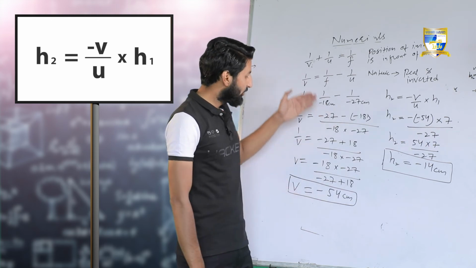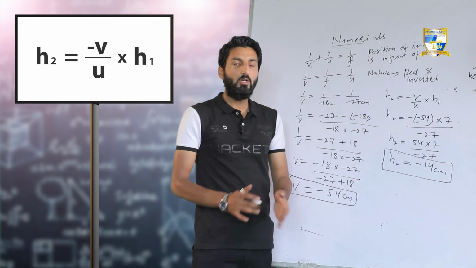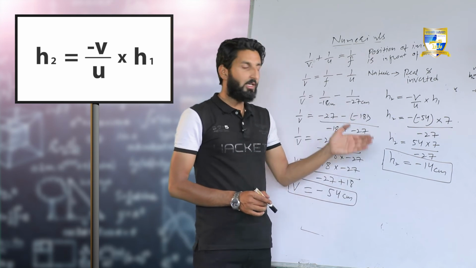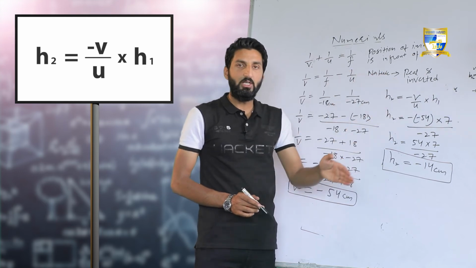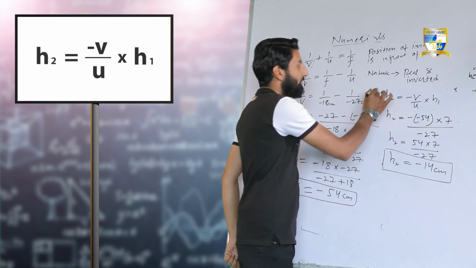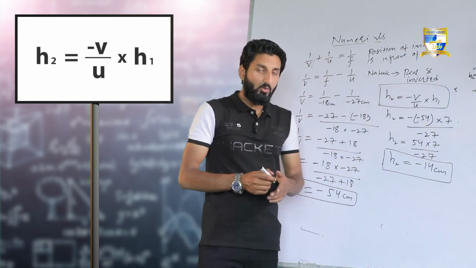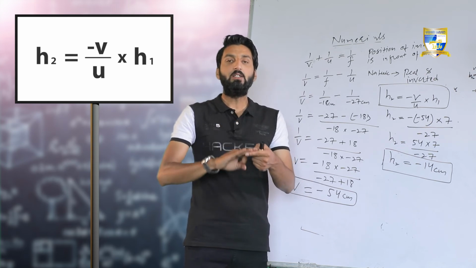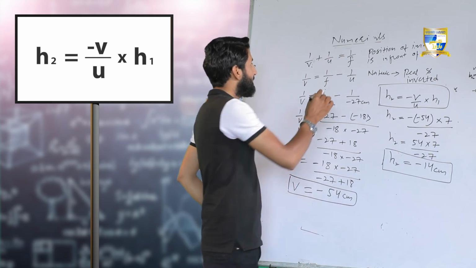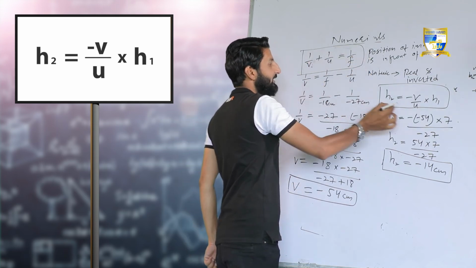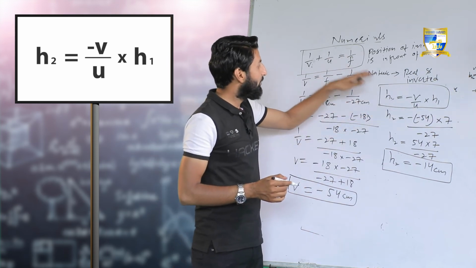So with the help of this simple numerical, we got to know that the position of the image is behind the mirror and its nature is real and inverted. Then we calculated the size of the image with the help of this simple formula. So in order to know the position, nature and size of the image, you have to use only two formulas. The first is the mirror formula and the second is the relation between magnification and mirror formula. These two formulas you have to remember.